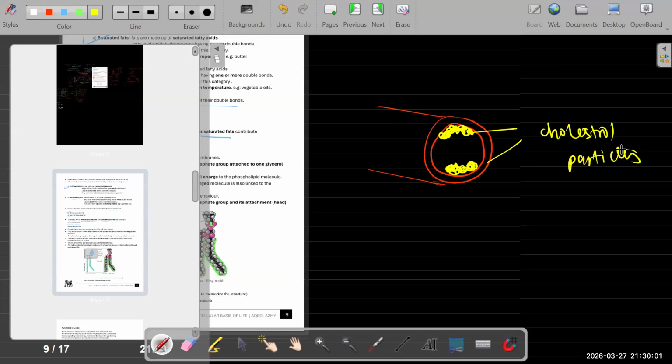So is cholesterol considered a fat? Yes. Will you agree with this?